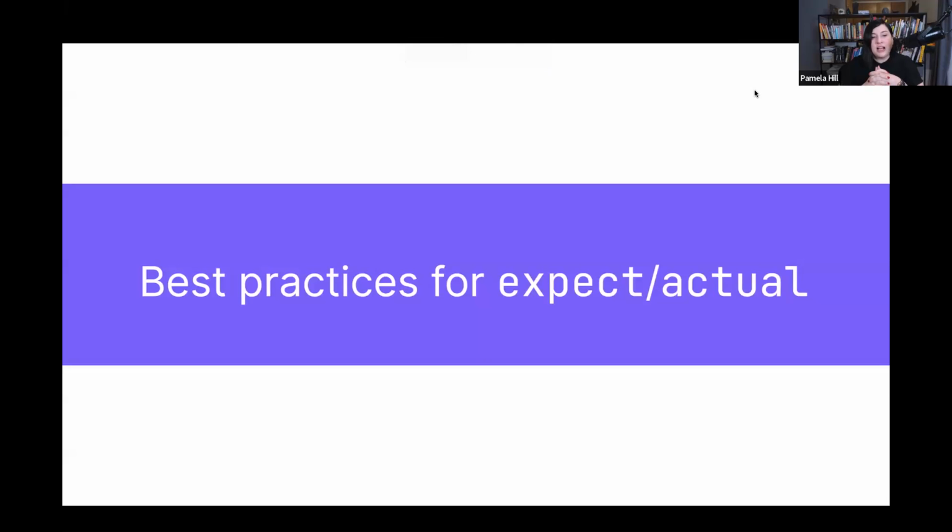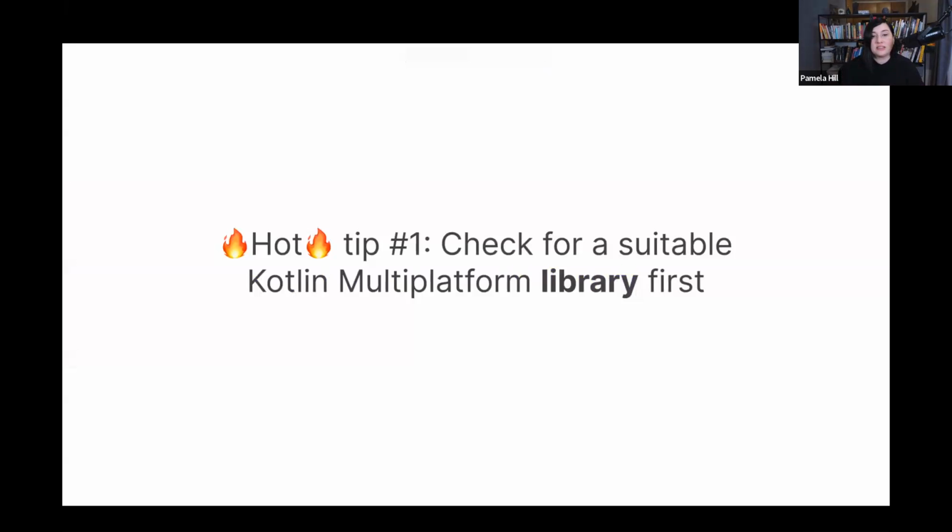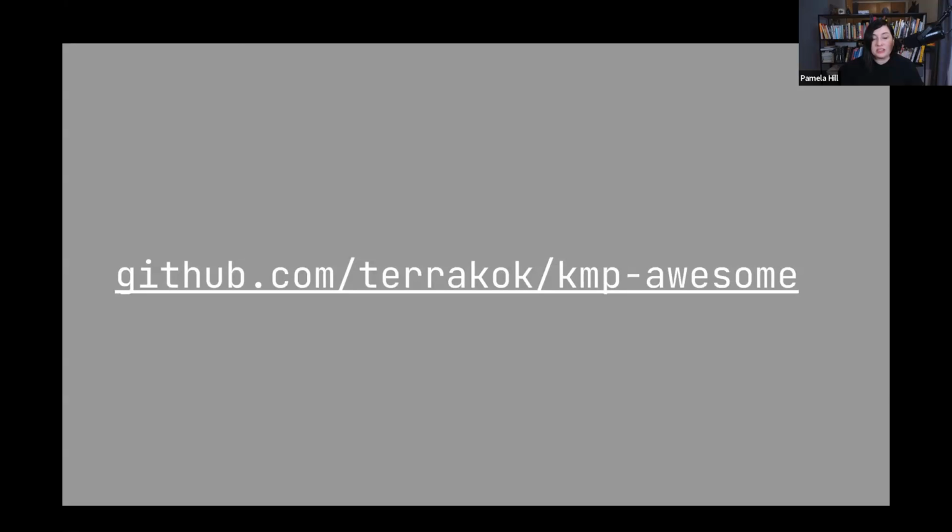So we've just seen this mechanism called expect actual, and it's a way to get platform-specific behavior into our common code. Now there are some best practices for this mechanism. The first tip that I want to give you is to not use this mechanism if you can. First, check if there's a suitable Kotlin Multiplatform library that does the things that you need to do for your use case. And one way that you can do that is with KMP Awesome, which is just a website.